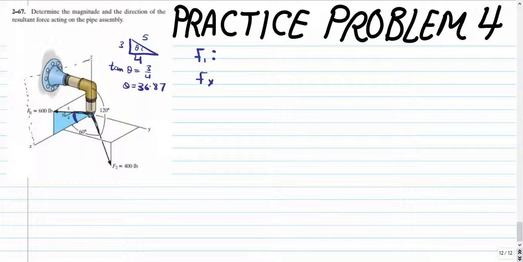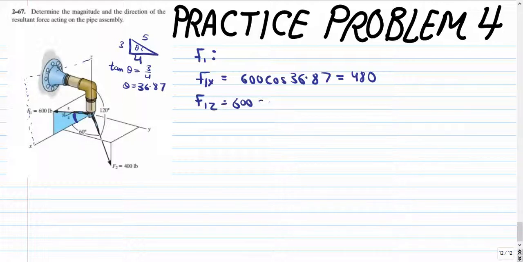So the component of F1 along the x direction is going to be equal to 600 cos 36.87. This is equal to 480 pounds. Now, the component along the z-axis, we can simply do 600 sine of 36.87, and we get 360 pounds. Moving on to the force F2.